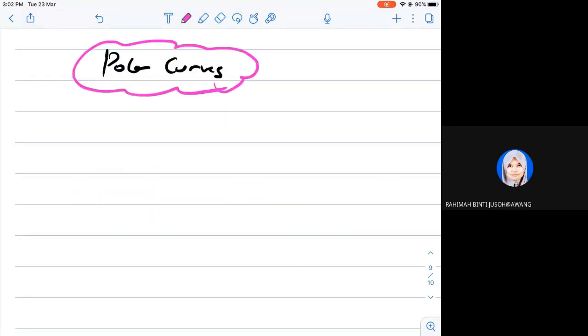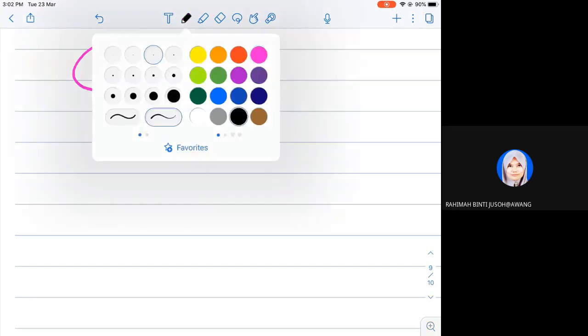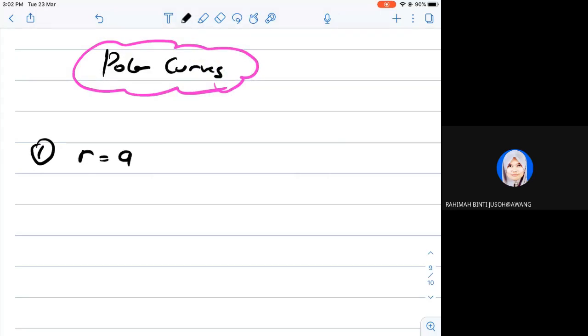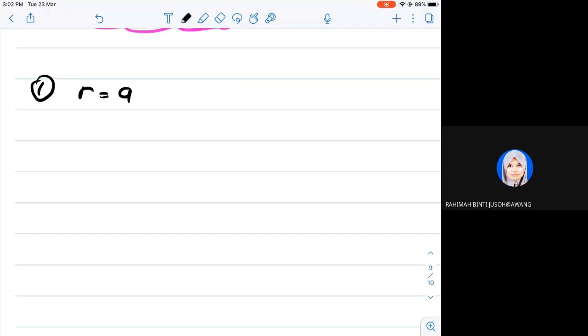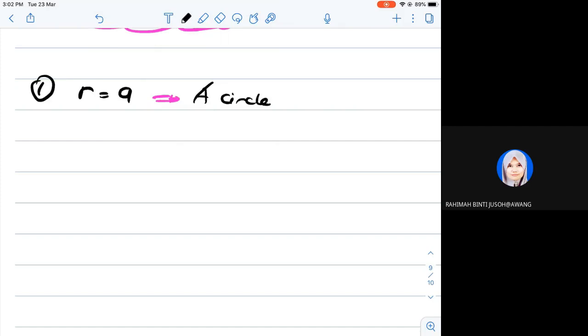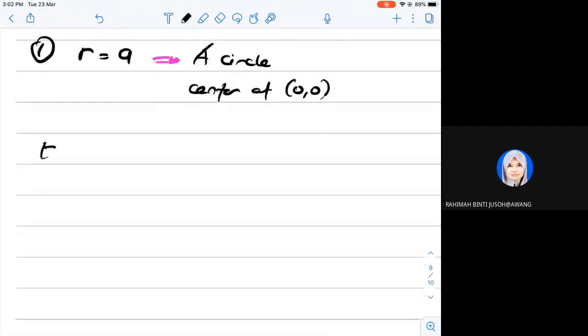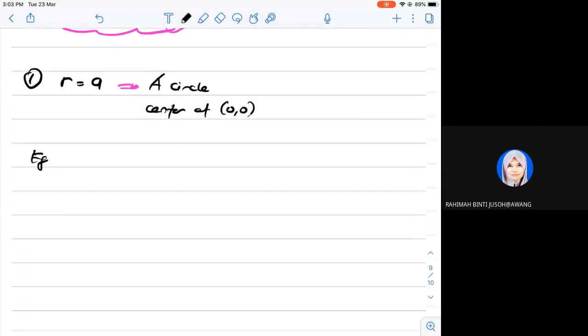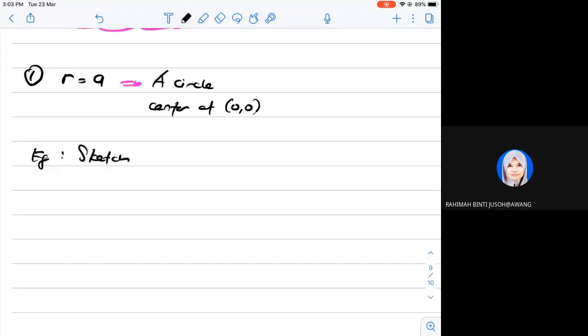Alright. Lukis lagi. Ini memang lukis graf polar lah. Okay, tadi kita plot coordinate. Now kita nak sketch the graph for polar equations. Okay. Number 1. Let's say we have R equals to a constant A. A can be positive or negative. Okay, can be both. So R equals to A is representing a circle. Okay, a circle center at origin 0, 0. For example, sketch number 1, R equals to 7, and number 2, R equals to negative 5.